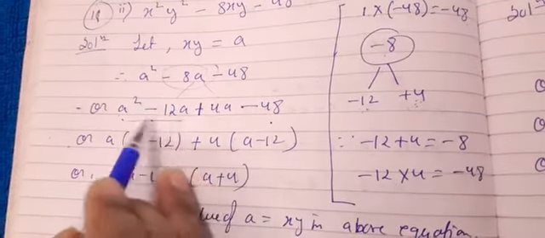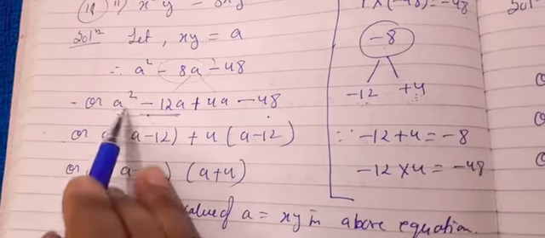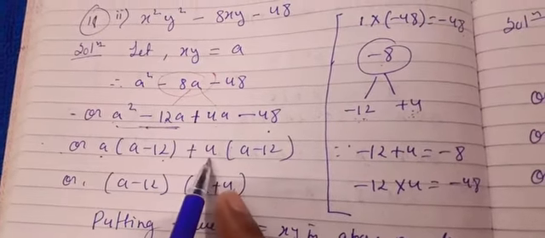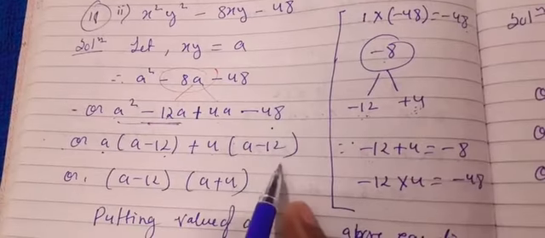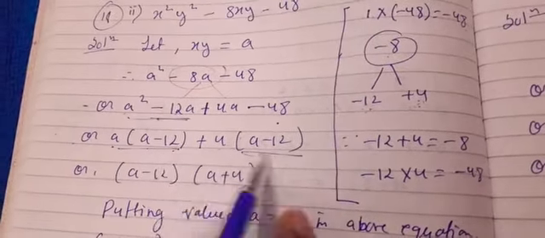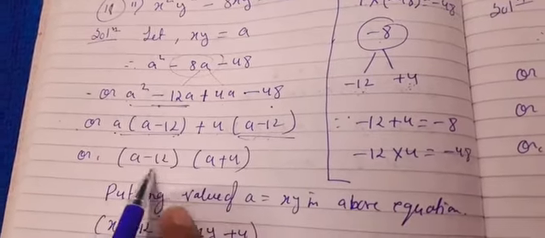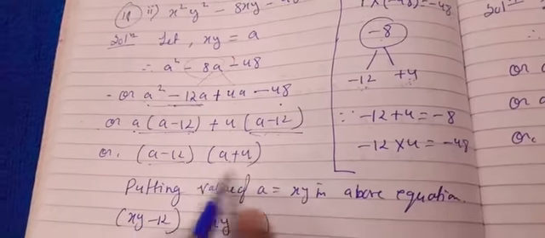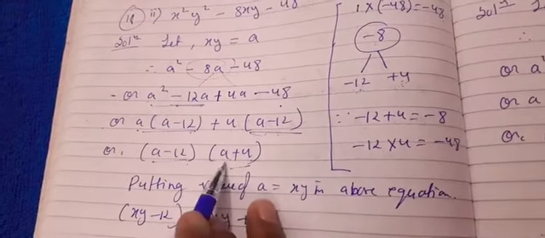From the first two terms I have taken a common. Now inside the bracket it is a minus 12, and here I have taken 4 as common. Now a minus 12 is here. In both groups a minus 12 is common, so we will take a minus 12 as common factor outside the bracket, and inside the bracket there is a plus 4. So there are two factors, a minus 12 and a plus 4.